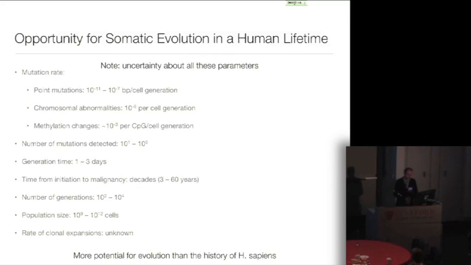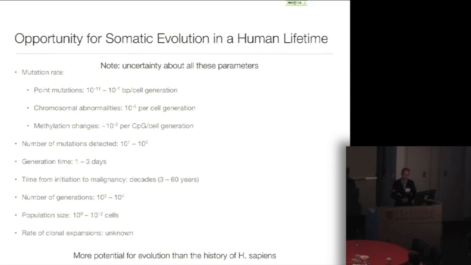And here are some estimates of some of the parameters involved. So mutation rates, of course, there are all different kinds of genetic alterations in tumors, and none of these numbers are very well set yet, but it's good to do a little back-of-the-envelope calculation here to get some intuition about the evolvability of these neoplasms. So point mutations might range from 10 to the negative 11 to 10 to the negative 7. Chromosomal abnormalities seem to happen more easily.